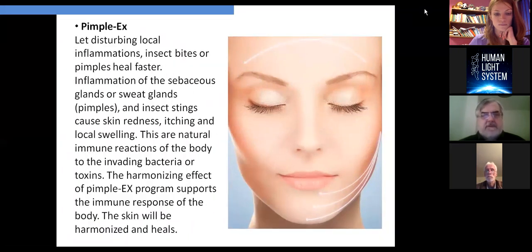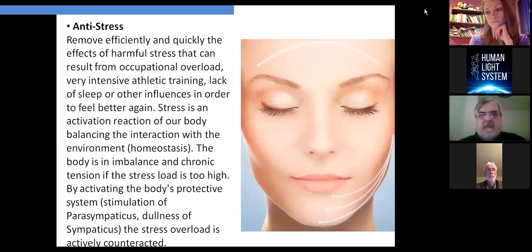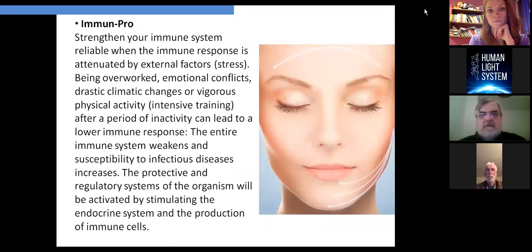Pimple X, I told you, is inflammation suppressing and gives a better immune response on the place, because it's a better transport of immune cells to the local inflammation. Anti-Stress, again, on the hand wrist, and Immune Pro on the middle of the sternum, where there is a general meridian to activate the immune system.